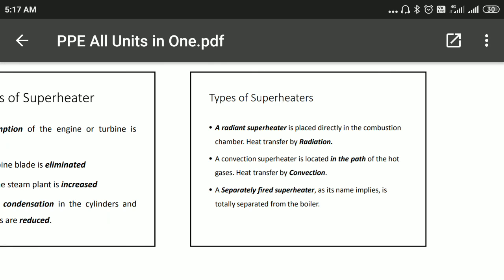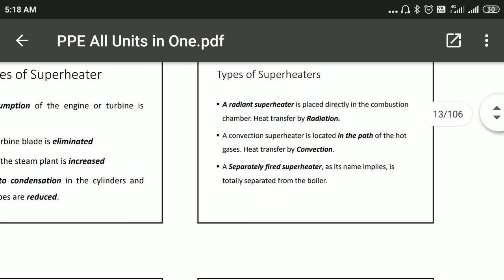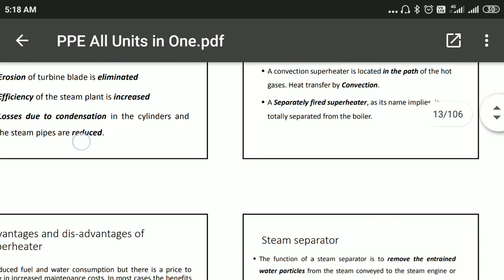The radiant superheater is placed directly in the combustion chamber, and the convection superheater is located in the path of the hot gases, with heat transfer by convection. The separately fired superheater, as its name implies, is totally separate from the boiler.